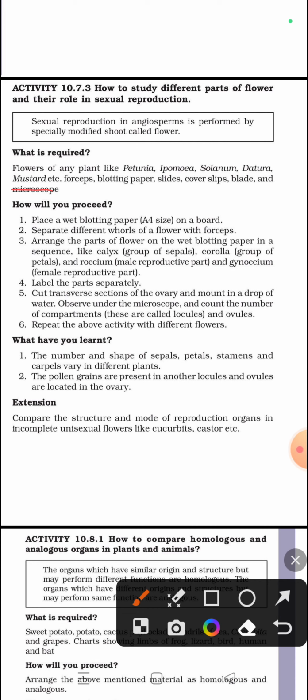You have to study the different parts of the flower here. Compare the structure and mode of reproductive organs. Complete unisexual flowers like cucurbits, castor.